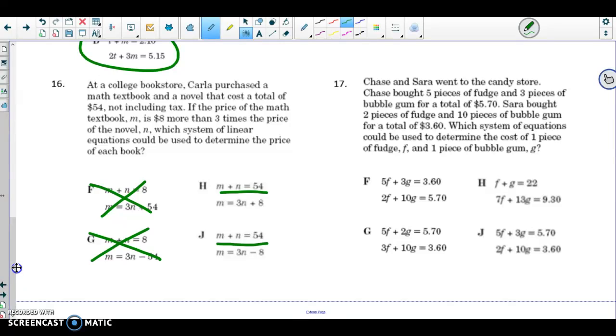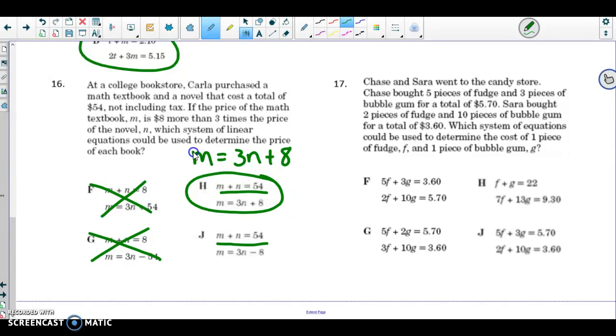Okay, so now the price of the math book is $8 more than 3 times the price of the novel. So we know the math textbook is more. Okay, so we got to do something to the novel. It says 3 times the novel, and it's $8 more, so I'd have to add the 8 rather than subtract. So H would have to be my solution for that one, or my set of equations I could solve.